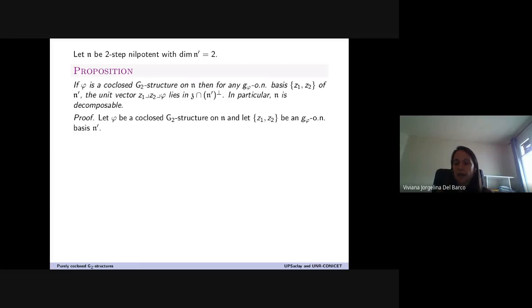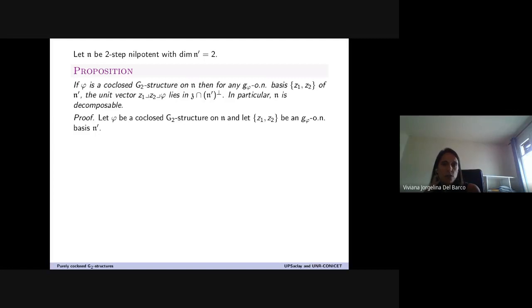Okay, so this was already known. I have to say this was already known because when Bagaglini, Fernandez, and Fino studied co-closed G2 structures, since they were classifying the isomorphism classes, they already knew that these 2 Lie algebras didn't have any co-closed. But the difference is that their study was done using the classification, and actually we go in a different way, and then we use the classification to express the results, let's say. Okay, so we start with a co-closed structure. How do we prove this?